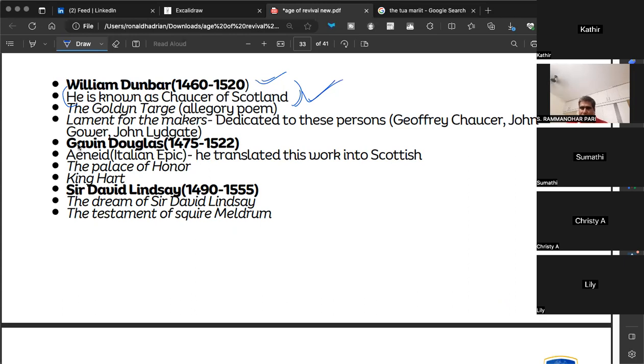And then Gavin Douglas. We already saw the Aeneid translated. Who translated? Henry Howard, but that was into English. But Gavin Douglas translated this work into Scottish, remember. So The Palace of Honour and King Hart were his other works. So Gavin Douglas, remember.